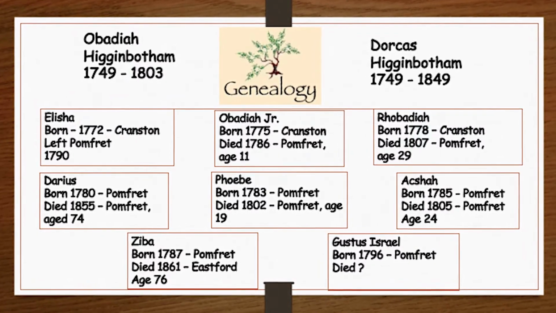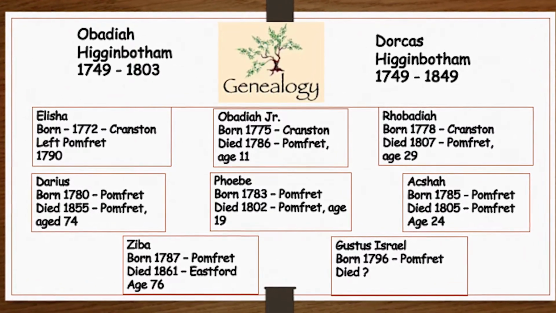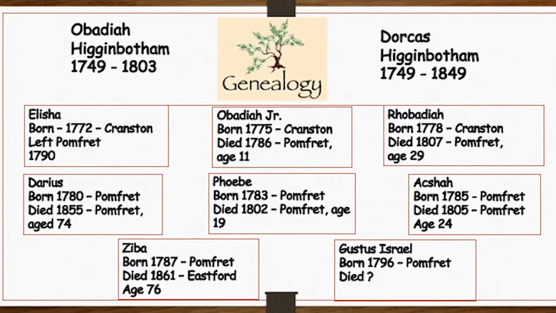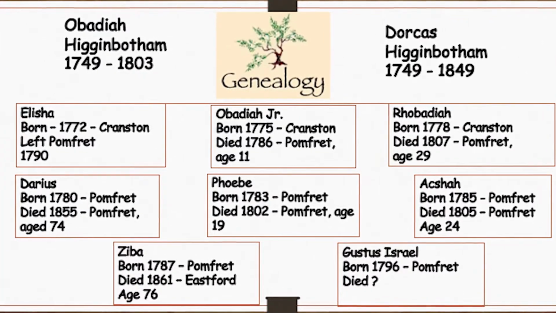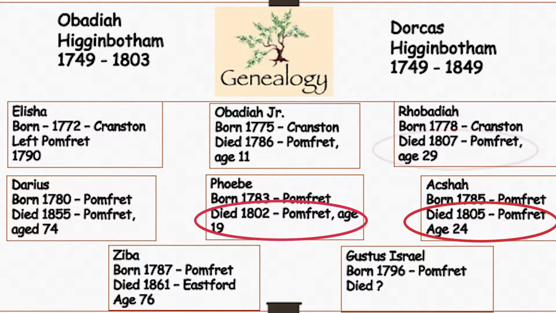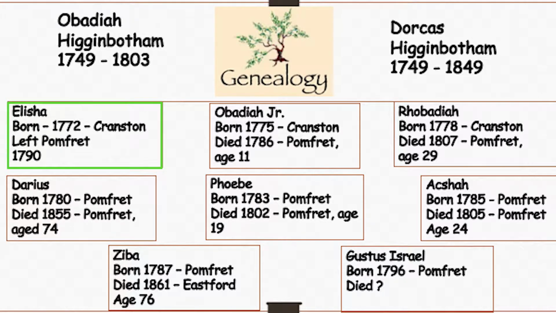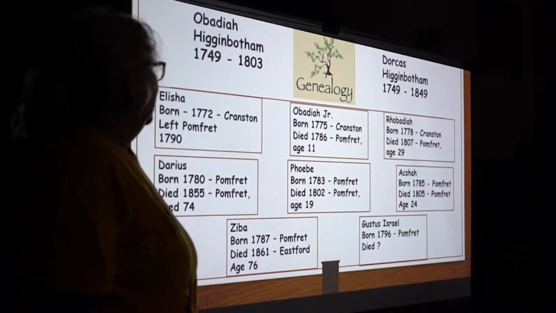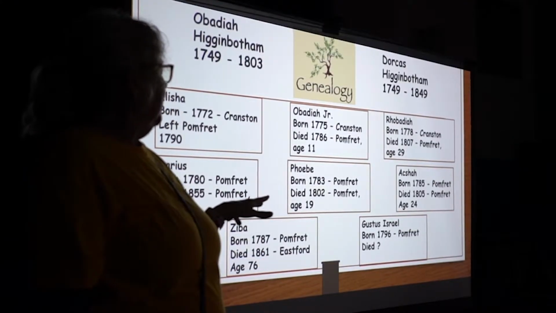When I look at genealogies or vital records, I'm looking for patterns. And one pattern that shows up in the Higginbothams is that from the period from 1802 to 1807, several of the family members died. So when they arrive here, they have Elisha, who was born in Cranston, Obadiah Jr. Obadiah Jr., there's no record of where he's buried. He died in Pomfret in 1786, at age 11. Obadiah was born in Cranston.